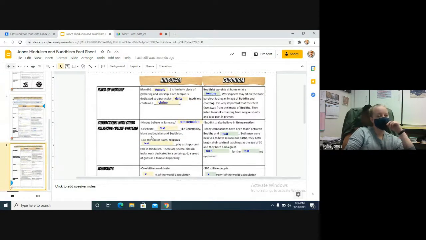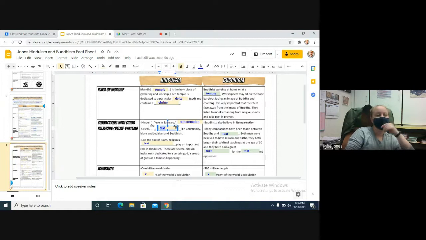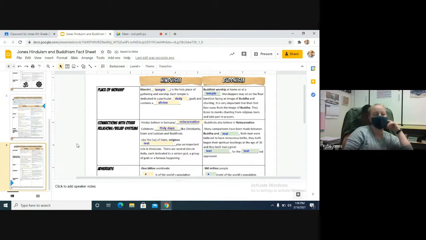Okay. And then the next one, they celebrate what? Like Christianity, Islam, Judaism, and Buddhism, they celebrate holy days as well. So things like Christmas and Easter for Christianity, similar instances are celebrated in Hinduism as well. Hanukkah is Jewish. Yeah. Okay.